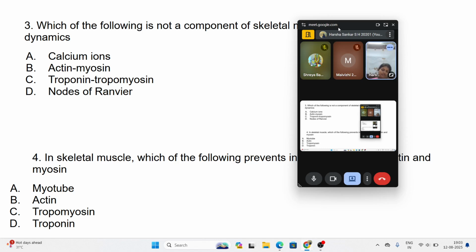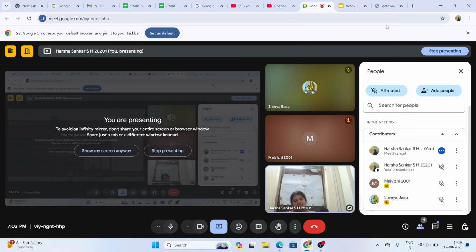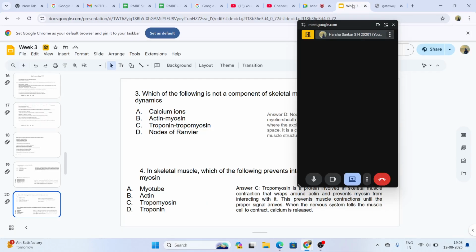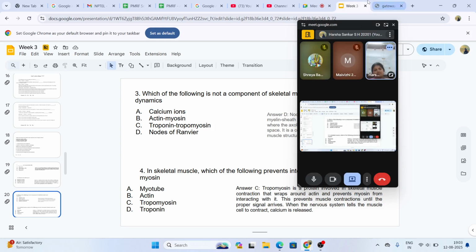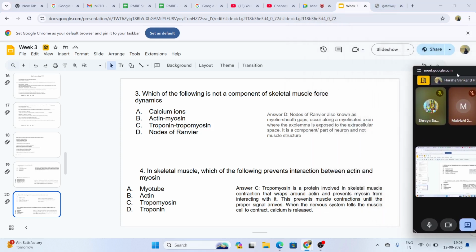What is the correct answer? Yeah, good. So, tropomyosin prevents the interaction between actin and myosin. How do they prevent it? Because it is a protein that wraps around the actin and prevents myosin from interacting with it. This prevents muscle contraction until the proper signal arrives.